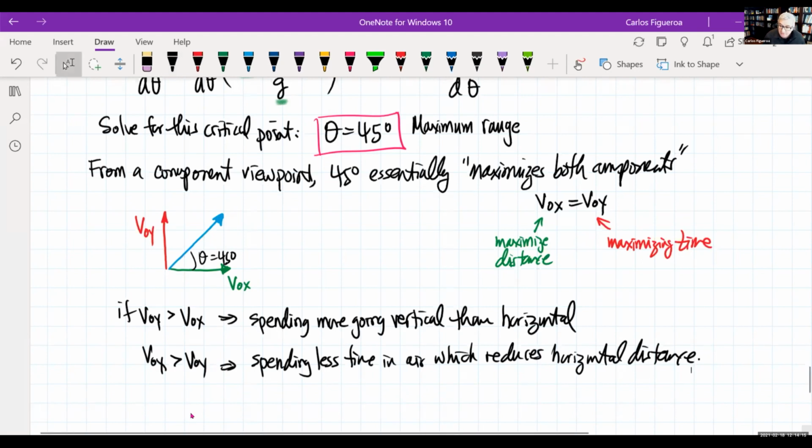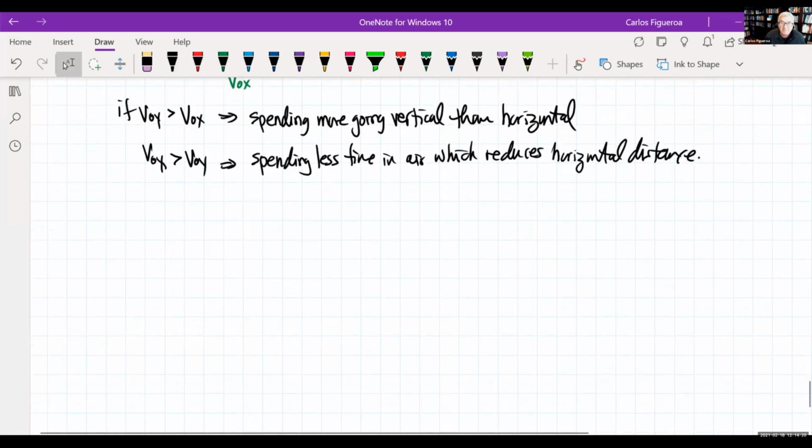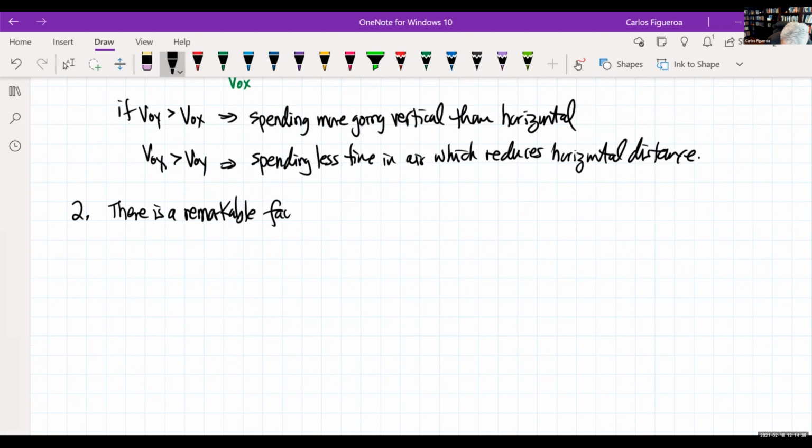So what I want to do here is that I want to show you something that's really bizarre about this thing. And what I would say here is that there's a remarkable fact about cosine theta times sine of theta. And let me show you what it means mathematically here.